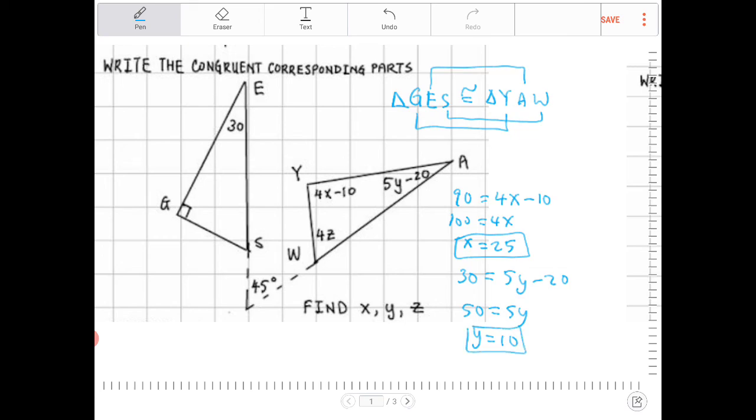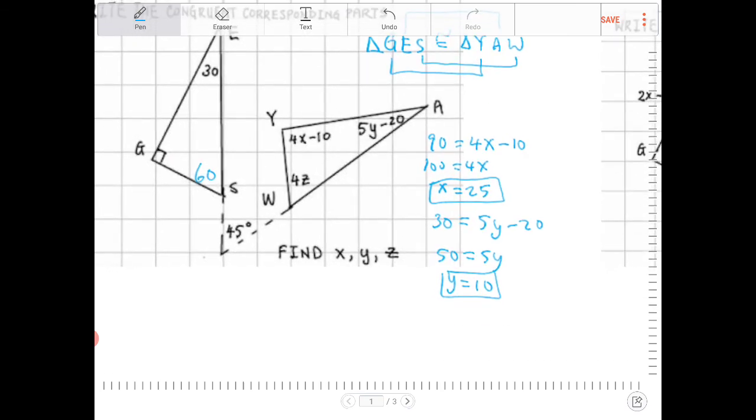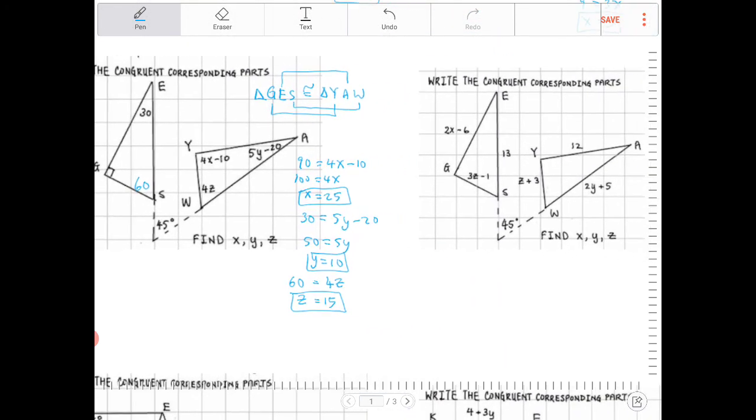And very similar to the last problem, I did not give you the last angle over here, so we need to figure that out. 90 plus 30 is 120, so what's left over must be 60. Alright, so 60 therefore is equal to 4z. Divide both sides by 4, I end up with z is equal to 15.